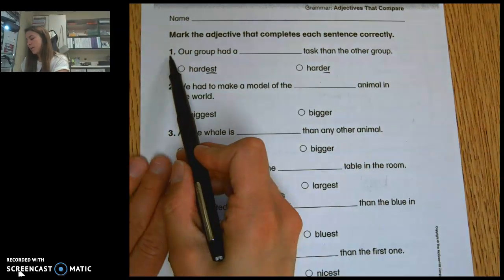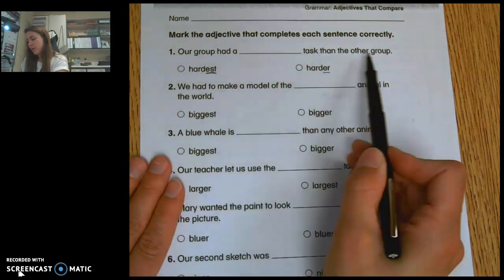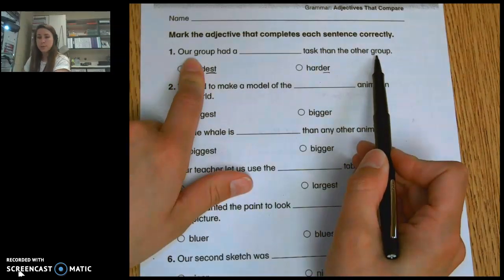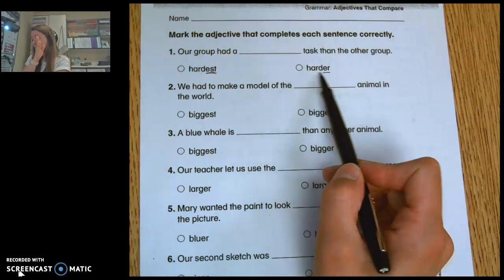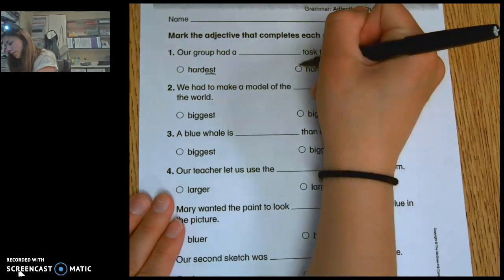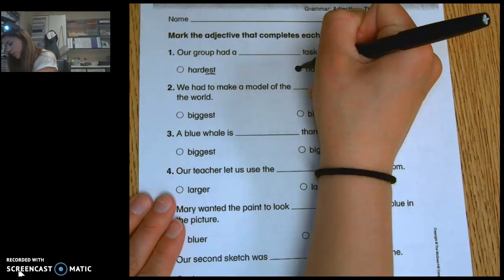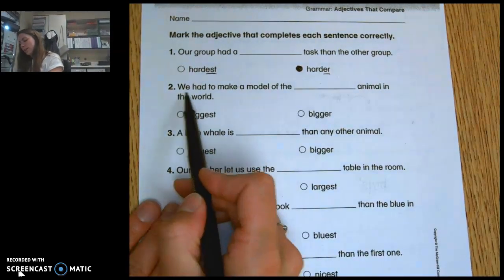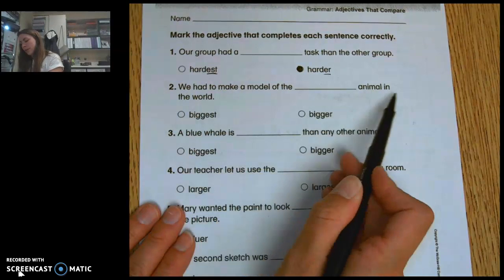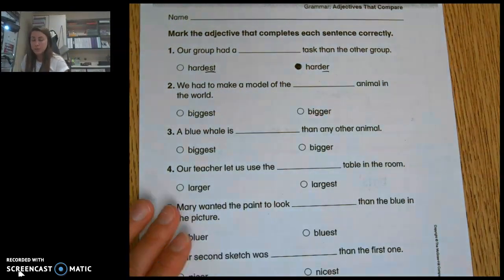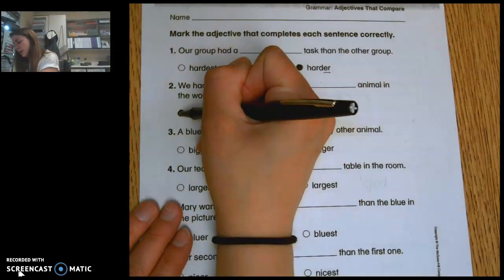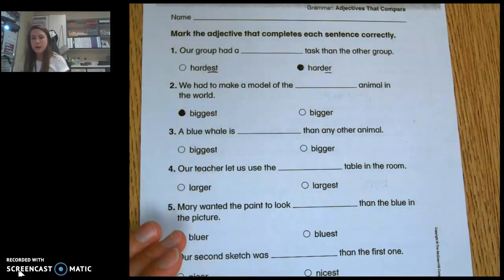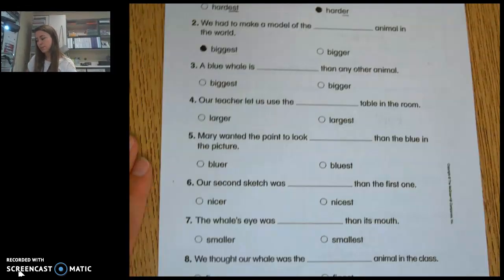So if I read number one, our group had a blank task than the other group. I'm comparing our group and the other group. That's two things. I'm going to say harder. So I'm going to bubble in the word harder. We had to make a model of the blank animal in the world. Now I'm comparing all the animals in the world. So I'm going to want to bubble in biggest because I use EST when I'm comparing more than two things.